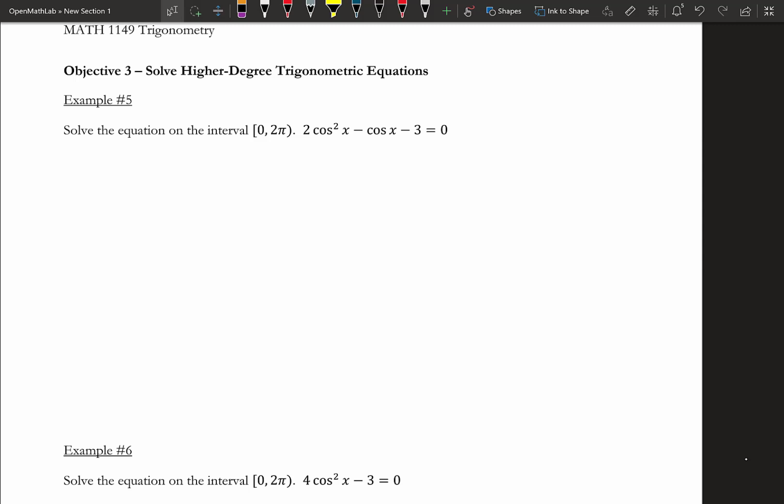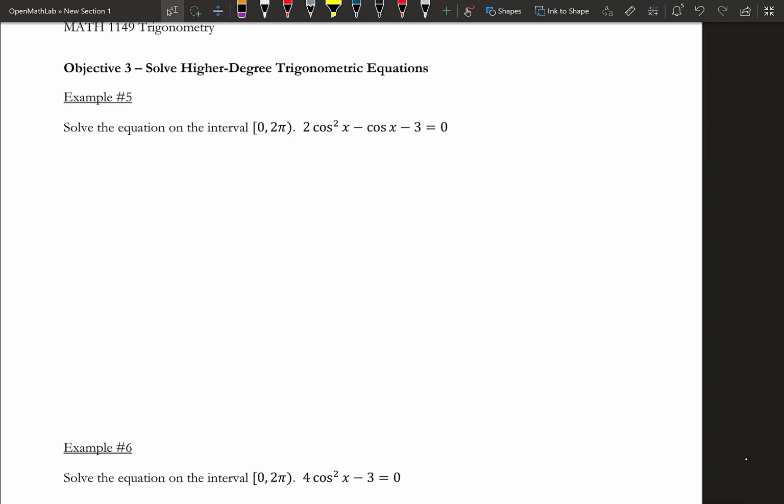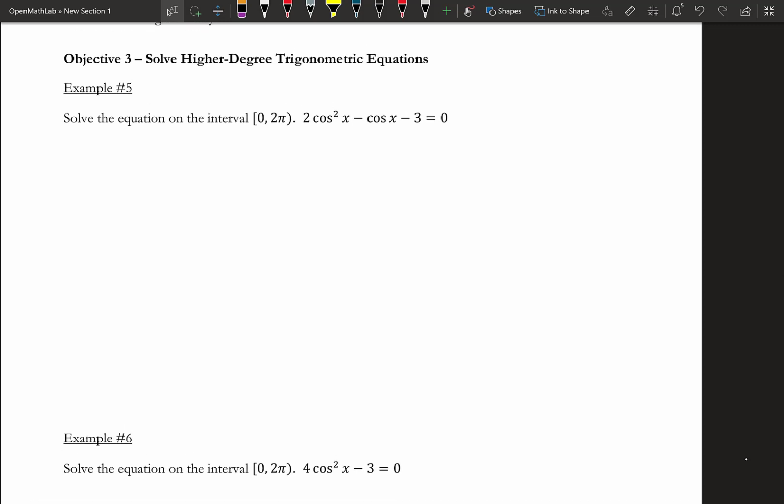All right, so now we're going to start to solve maybe a little more difficult trig equations. So objective 3, we want to solve higher degree trig equations. Objective 5 says solve the equation on the interval 0 to 2 pi. So it's important to note that we don't need the general solution. We just need to find all solutions between 0 and 2 pi.